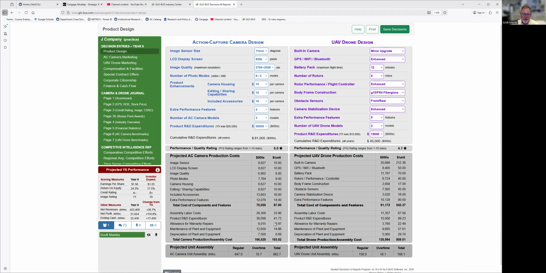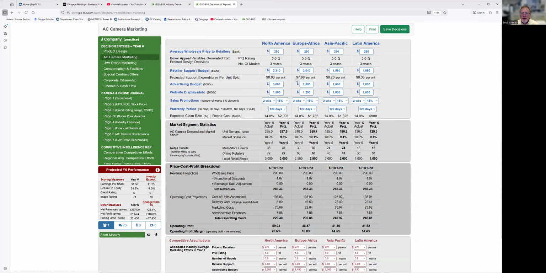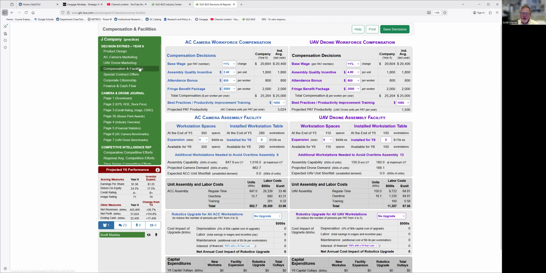That obviously increases my product research and development cost to 4173, which increases my total camera production and assembly cost to 193. Okay. So we've still got good demand. We've got 862,700 units of demand for our product. We've looked at our marketing. We've got our spends where we want them to be. Let's go into compensation and facilities.